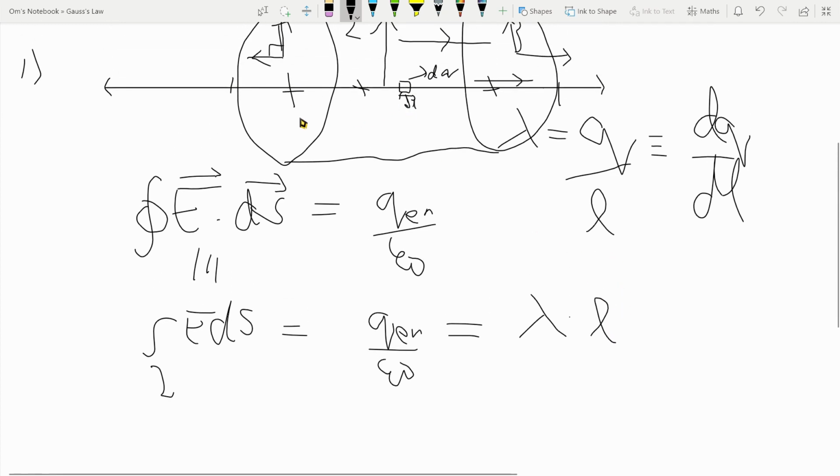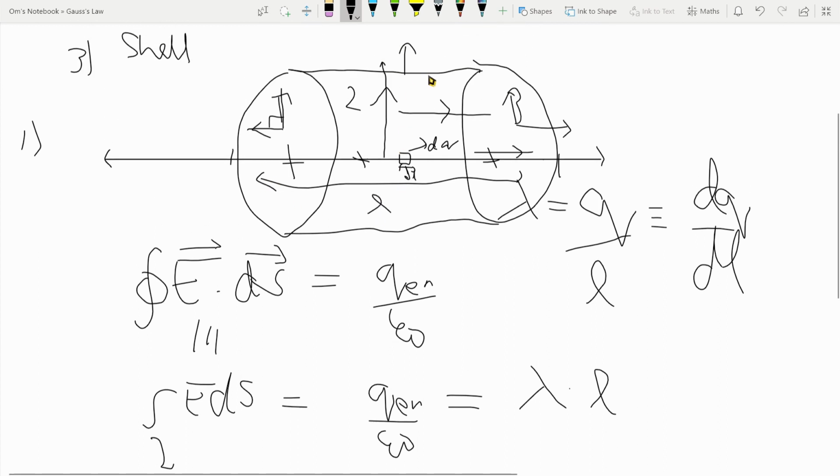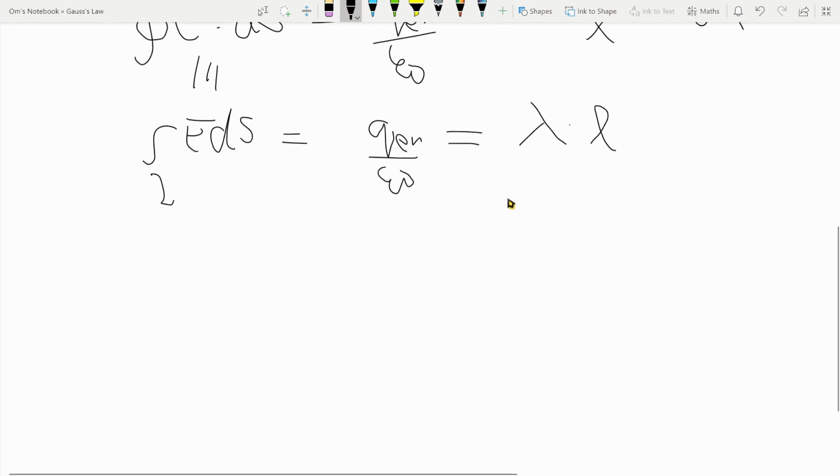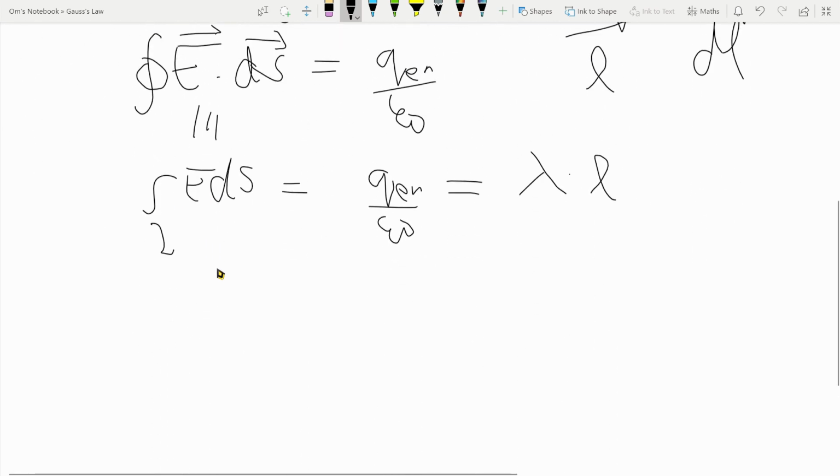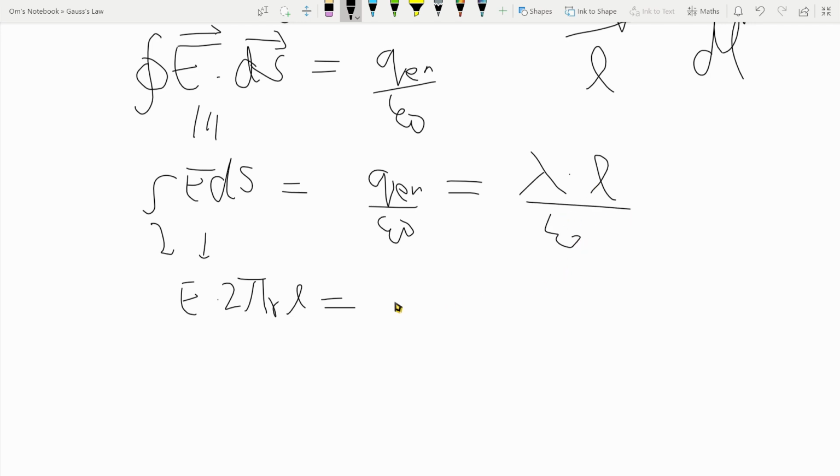That is the length that we're talking about. We can call this, suppose, length L of sorts, and we can consider this to be a cylinder of radius, say, R. I realize that this diagram has become very messy. Yeah, so this is a cylinder of radius R and length L that we've considered. So the curved surface area of a cylinder is equal to 2 pi RL. So this can further be written as E times 2 pi RL is equal to, oh, I forgot the epsilon naught over here, lambda L by epsilon naught.